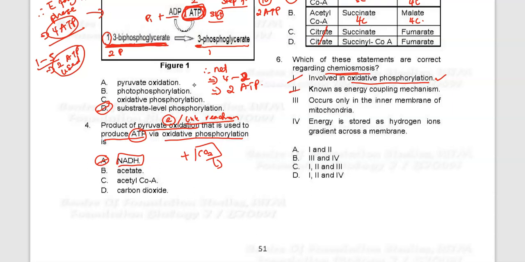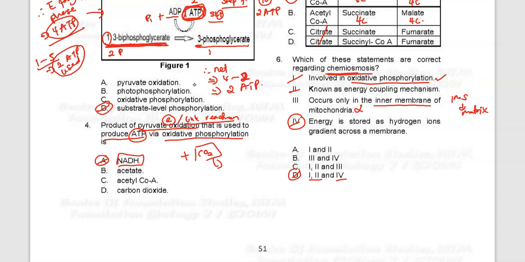Then, occurs only in the inner membrane of mitochondria. This one is incorrect because chemiosmosis, as I said before, involves the movement or diffusion of hydrogen ions from the intermembrane space to the matrix through ATP synthase. So occurring only in the inner membrane of mitochondria is incorrect. Then number 4, energy is stored as a hydrogen ion gradient across a membrane. This one is correct. So the answer will be 1, 2, and 4.